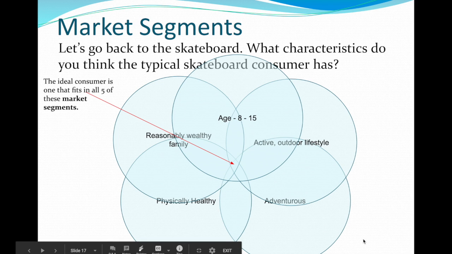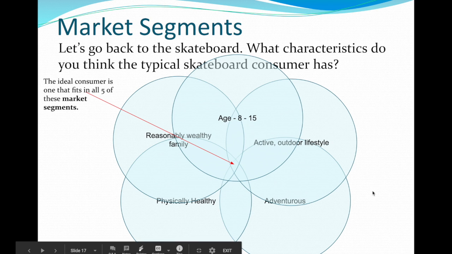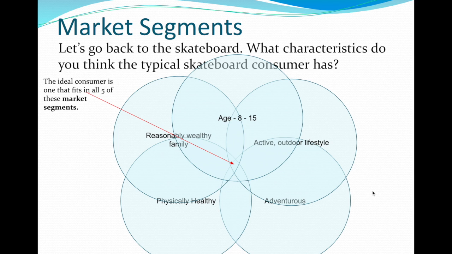Because you wouldn't use the same commercial to appeal to someone who has all 5 of these characteristics versus a middle-aged mother of 3 who is unemployed. You wouldn't use the same techniques to advertise the skateboard to that mother as you would to this kid who has all of these qualities. I just picked single mother of 3 who's unemployed. I just picked that out of my head. There's any number of combinations of information that you could use.